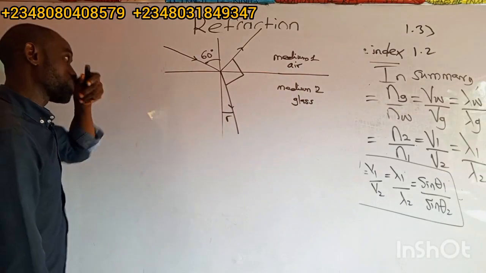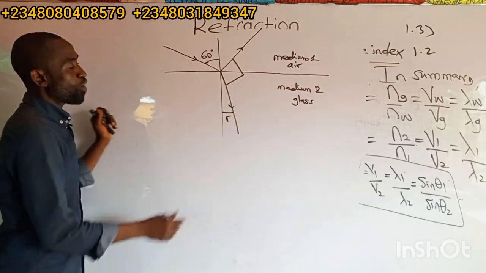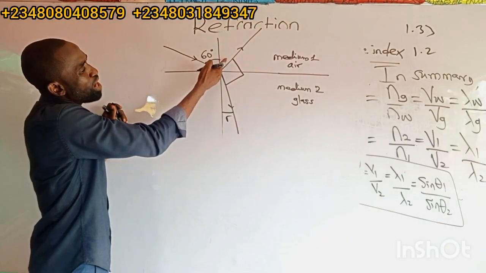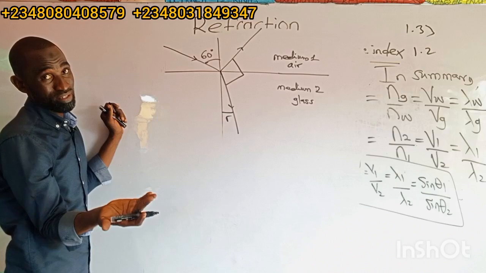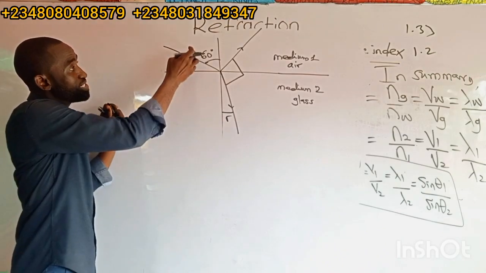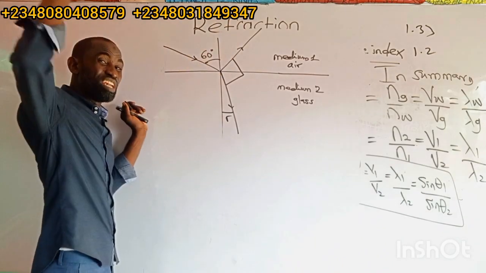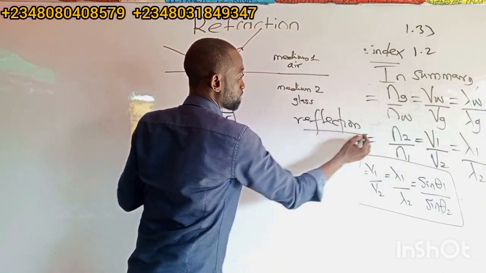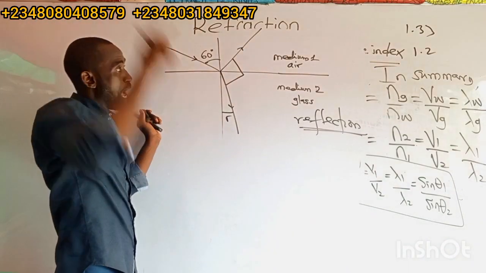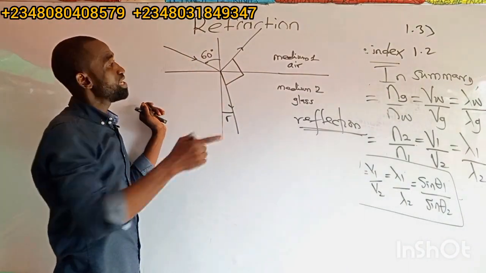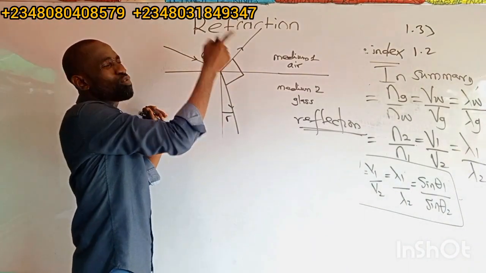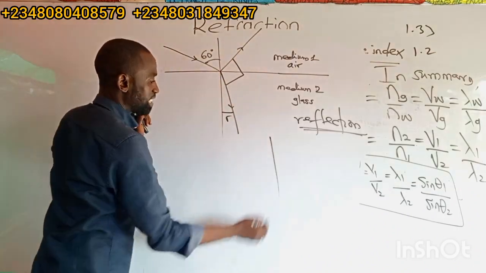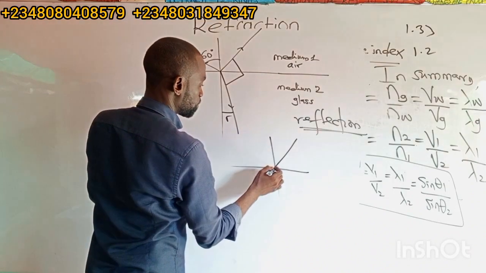So let's go. We know that from the law of reflection, the angle of incidence is equal to the angle of reflection. I'm not talking about refraction now; I'm talking about the law of reflection. The second law of reflection says the angle of incidence equals the angle of reflection. So if one is 60, let's have our diagram here for the solution.